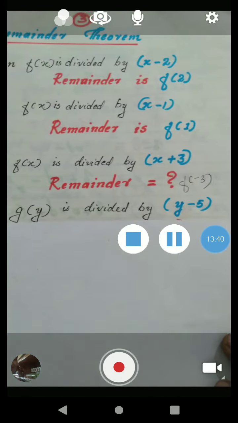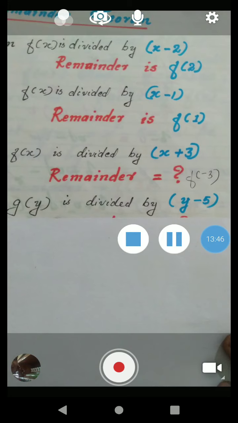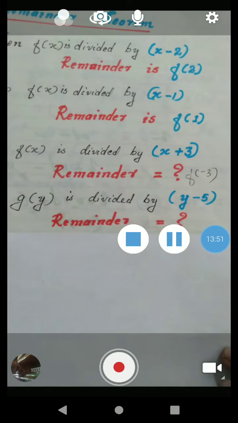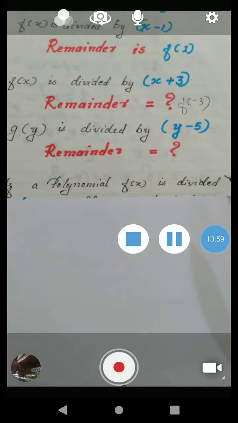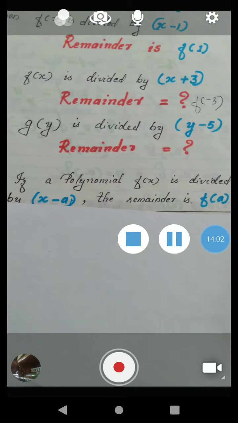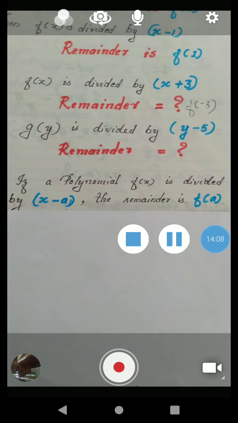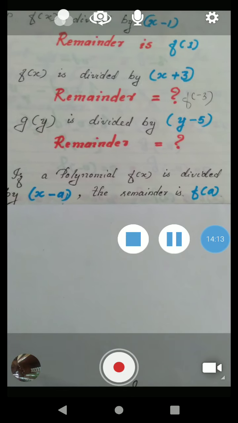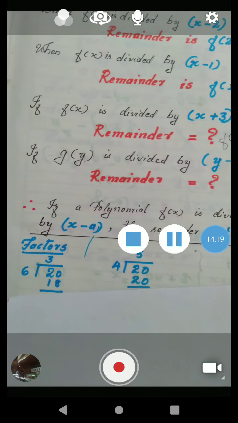And in the next example, g of y is divided by y minus 5. What is the remainder? Remainder is g of 5. So we can generalize. Therefore, if a polynomial f(x) is divided by x minus a, the remainder is f of a. That is known as the remainder theorem.